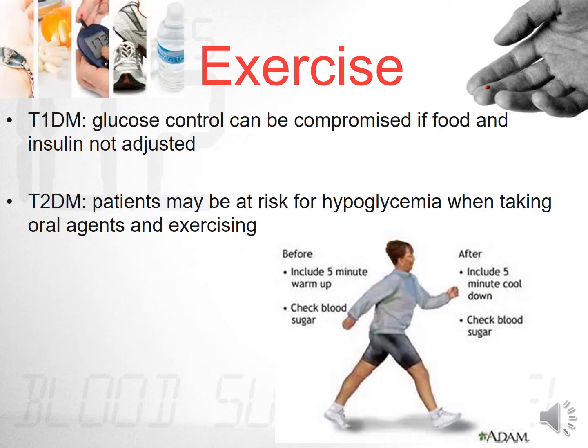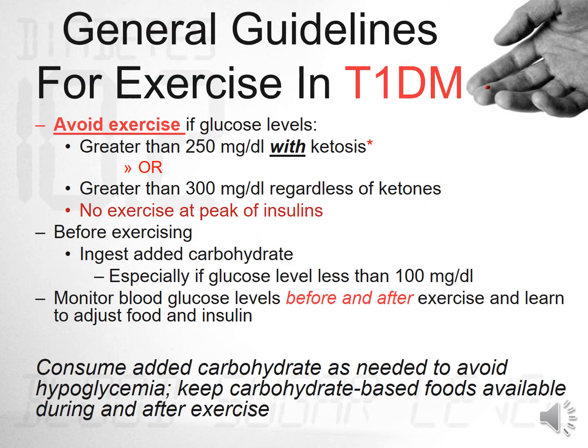In type 1 diabetics, glucose control can be compromised if food and insulin are not adjusted. Type 2 diabetes patients may be at risk for hypoglycemia while taking oral agents and exercising. General guidelines for exercise in type 1 diabetes mellitus: avoid exercise if glucose levels are greater than 250 with ketosis or greater than 300 regardless of ketones.